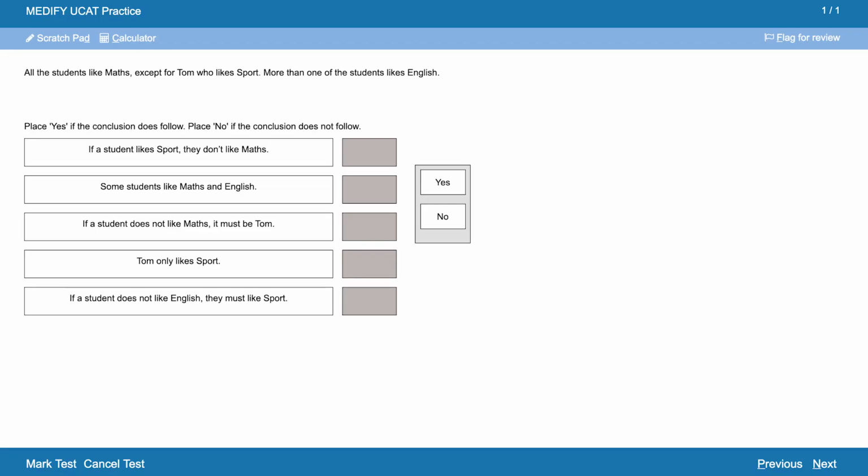So with these types of questions, I would definitely read the stem of the question first. So the stem reads as follows. All the students like maths except for Tom, who likes sport. More than one of the students likes English. Place yes if the conclusion does follow, place no if the conclusion does not follow.